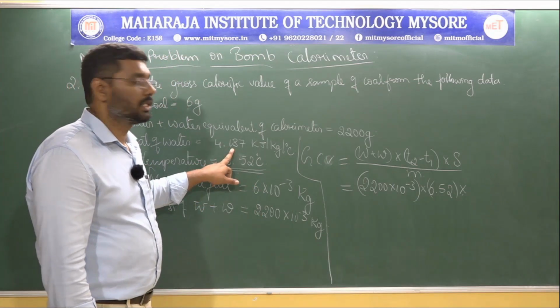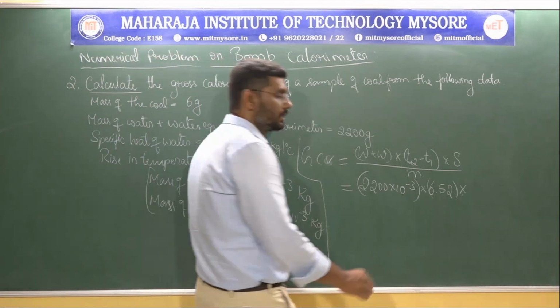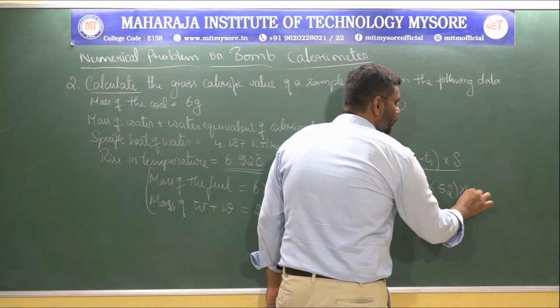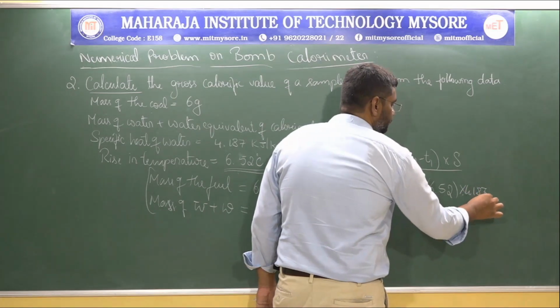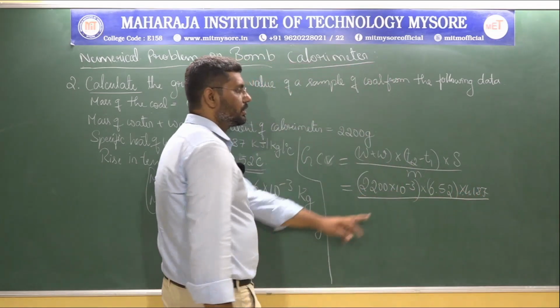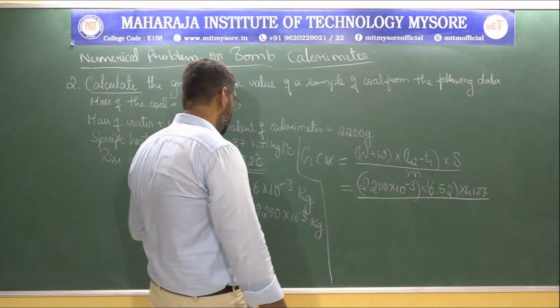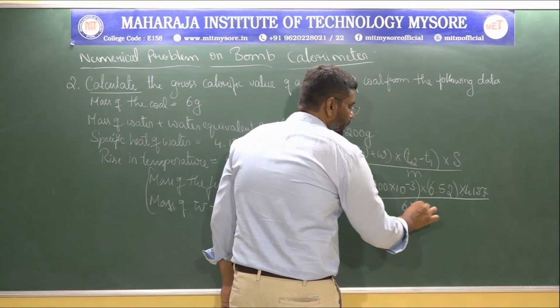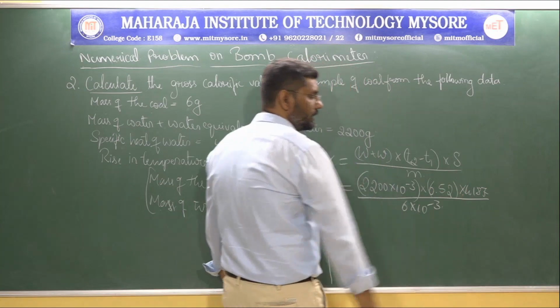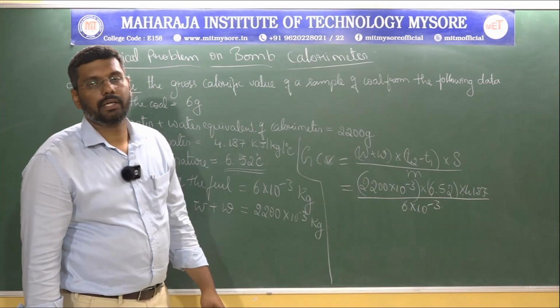Okay, that into what is the specific heat he has given? He has given it as 4.187. So let us write it as 4.187 divided by the mass of the fuel given. Mass is 6 into 10 raised to minus 3 kg.